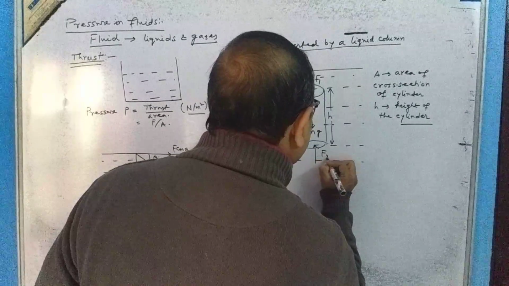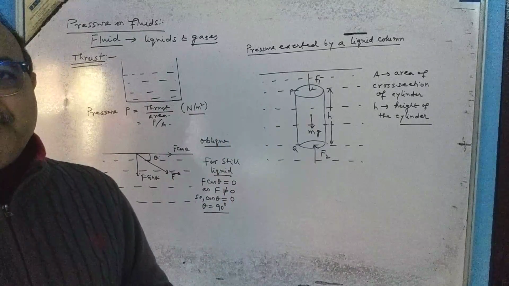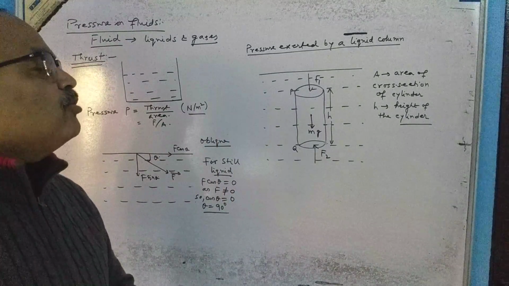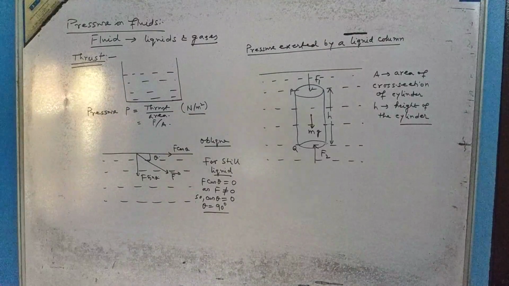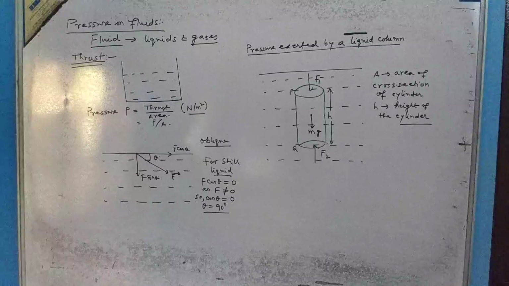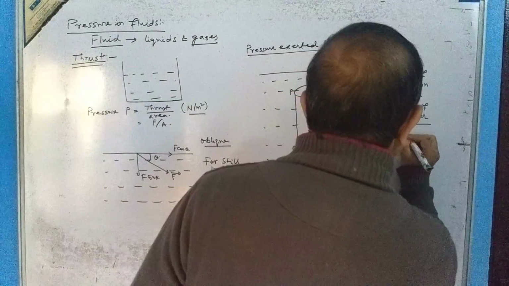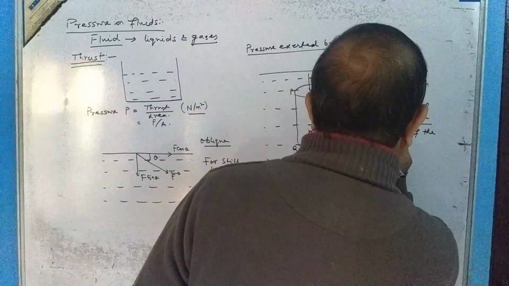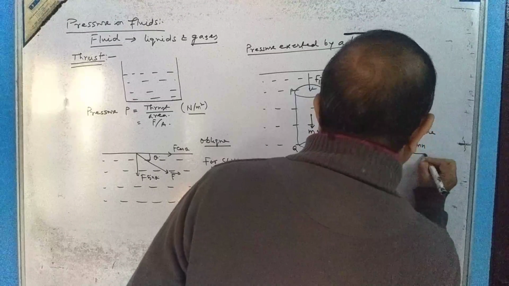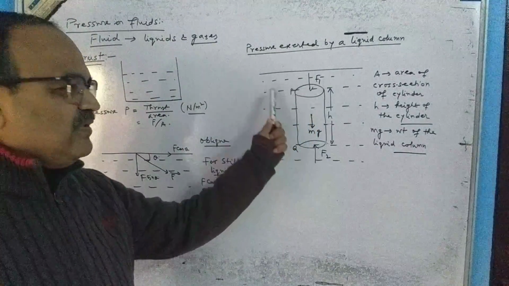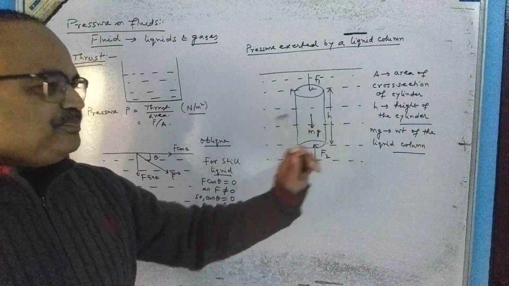Definitely I will consider F2 in the upward direction. You will say why? Because the liquid is in equilibrium. So obviously the net downward force and net upward force should be equal to each other. They should counterbalance each other. Then only it is possible. Here mg is the weight of the liquid column. F1 is a force acting on the upper flat surface. F2 is the force acting on the lower flat surface, like this.